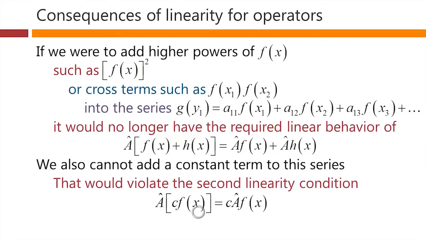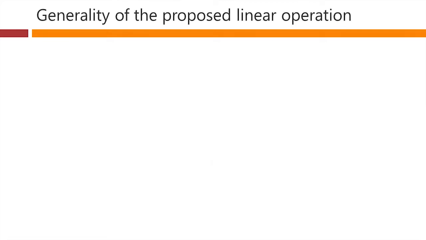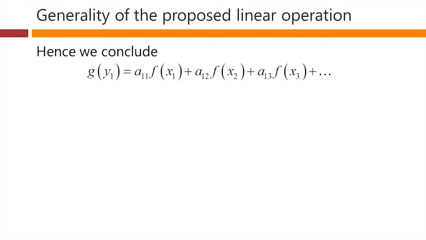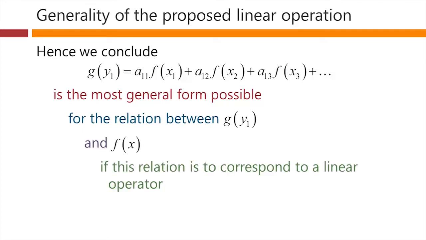A operating on c times f of x has to be c times A operating on f of x. If we added a constant on here, then that additive constant would not itself have been multiplied by c. So we can't add higher powers, we similarly can't add cross terms, and we can't add constants. Hence, we conclude that this form of relation is the most general form possible for the relation between g at y1 and f of x, if this relation is to correspond to a linear operator.